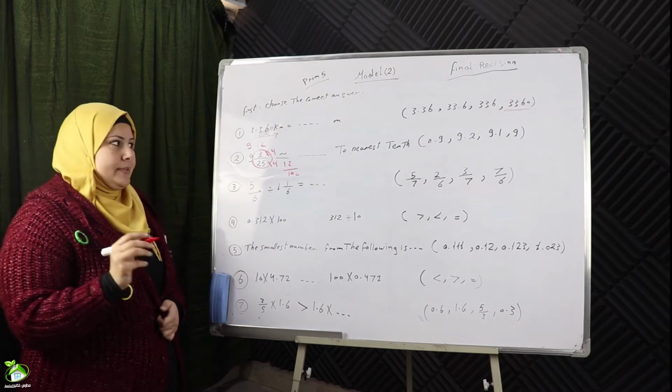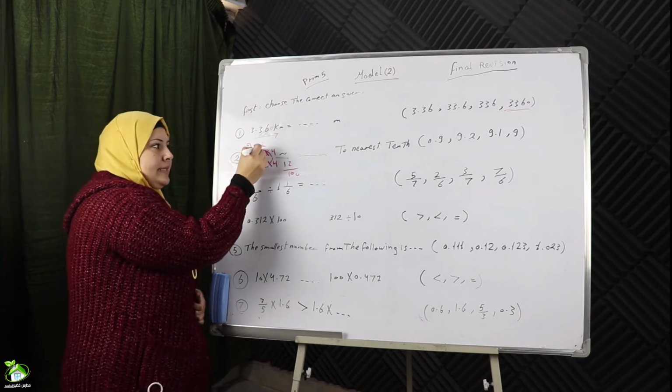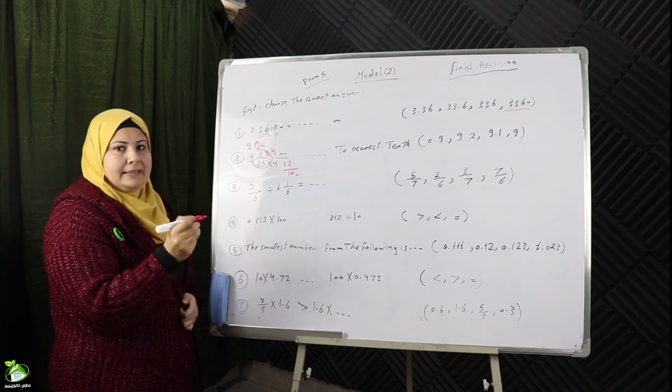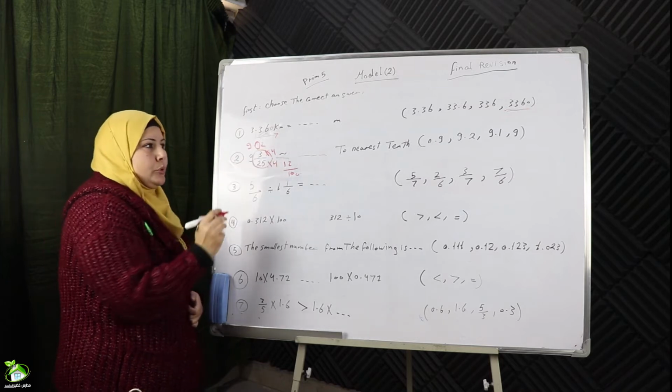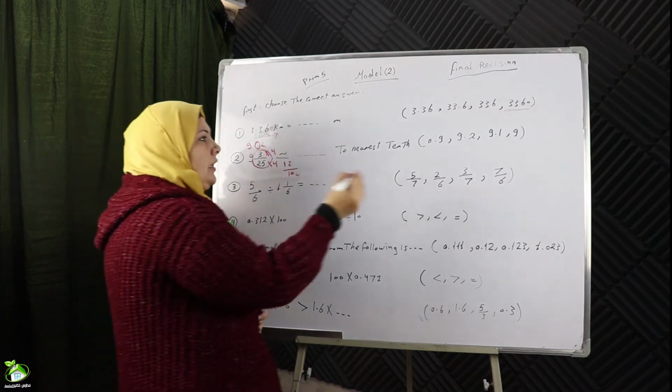Nearest to tens. We will determine the tens digit. We know that 2 is a poor number, so the result will be 9.1.